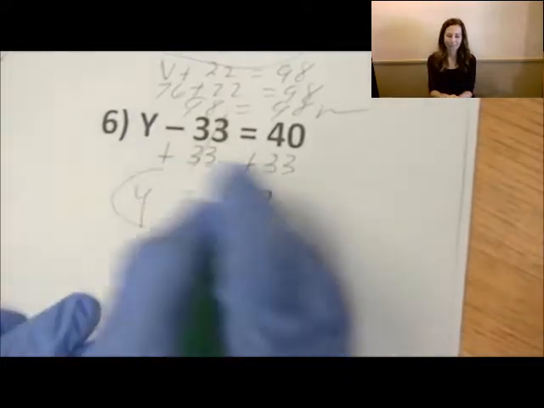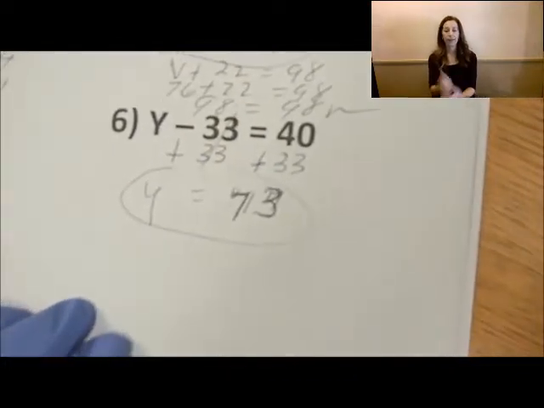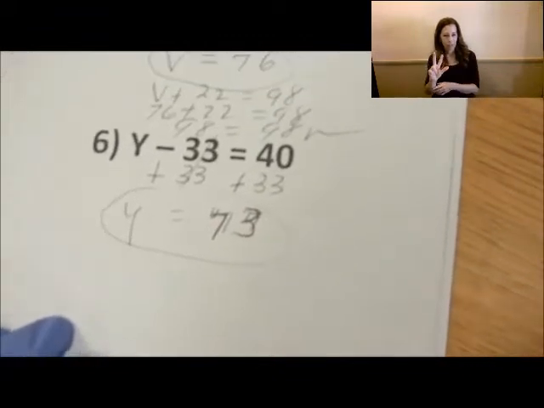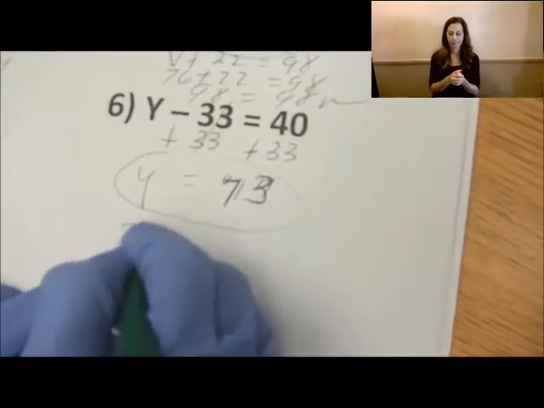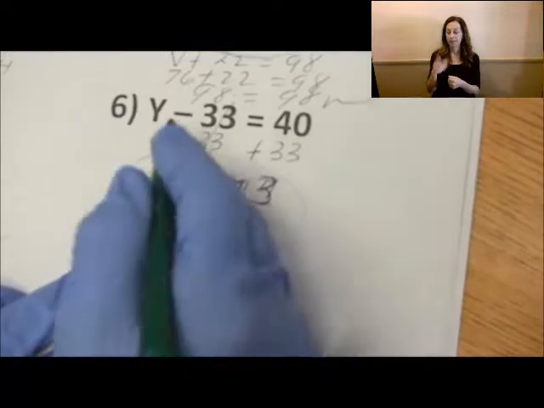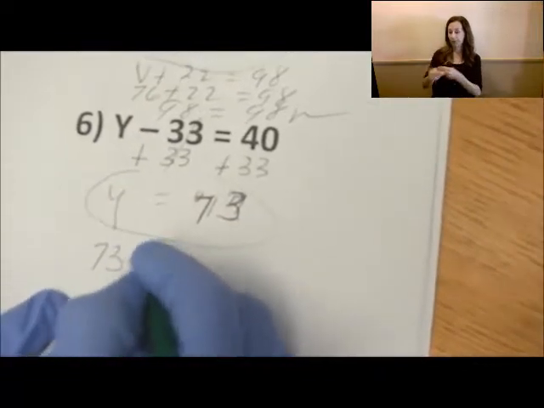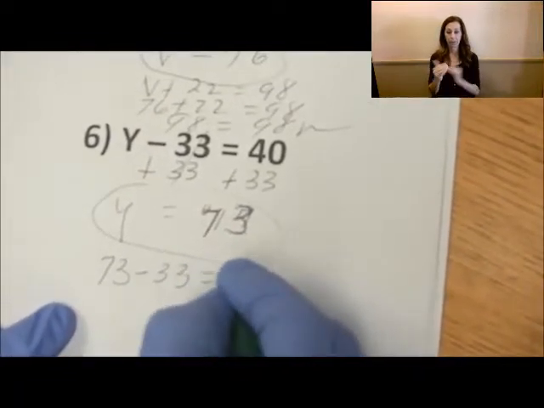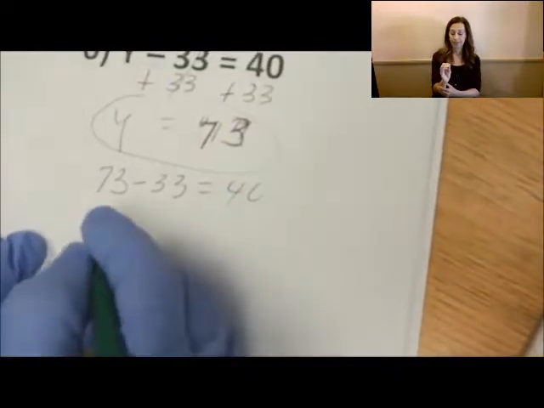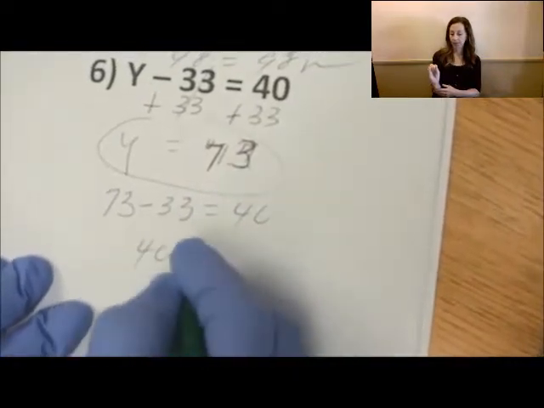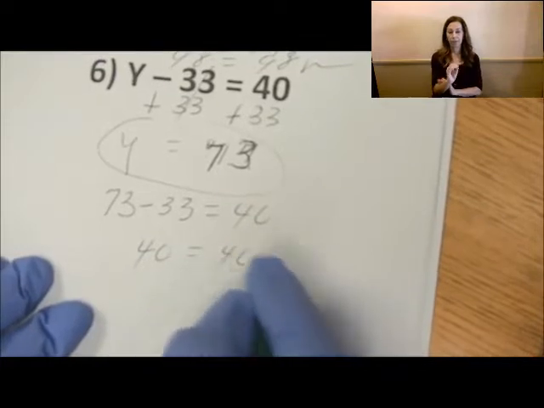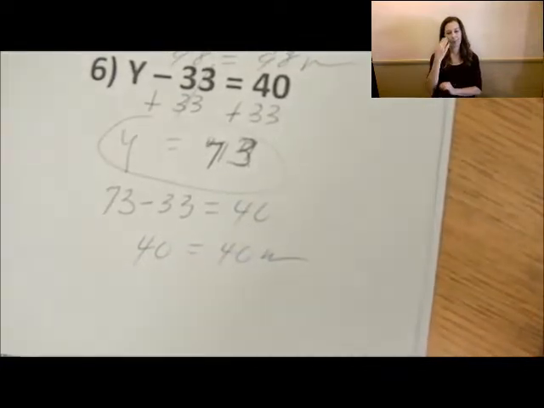Sorry, that looks a little messy, but the answer is 73. Well, we think it is 73, so let's just back check and make sure. So now we've got 73 replacing the y, minus 33 equals 40. We have 40 equals 40. So we know that our answer is correct.